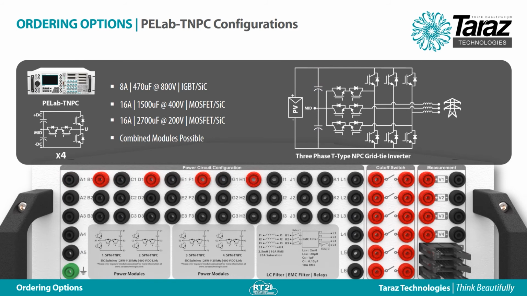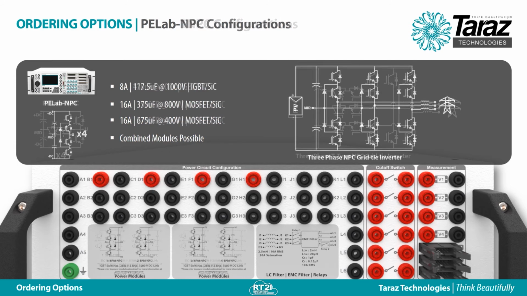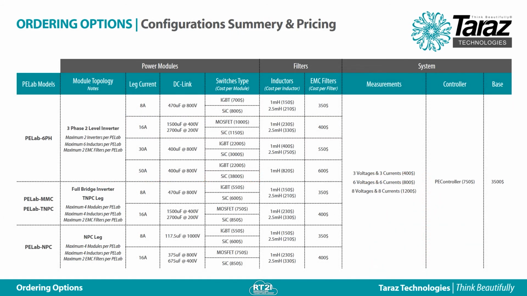The TMPC configuration can have up to 4 legs as well, but you can mix the power modules. For example, you can have 3 legs of TMPC and 1 full bridge power module. Similarly, the MPC configuration has exactly the same options as the TMPC, but the DC link capacitance and voltages are different. So we made a summary of all currently available configurations with costing, so you can easily select the suitable one for you.